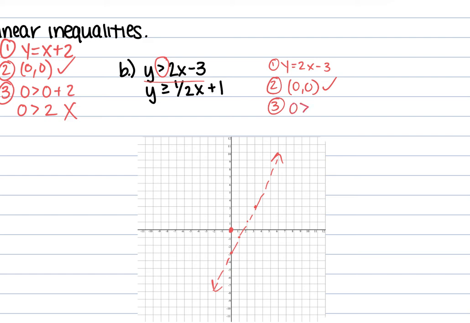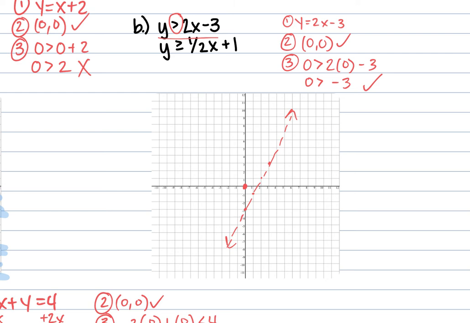We're going to get 0 needs to be bigger than 2 times 0 minus 3. Is 0 bigger than -3? Yes, so that one works. So we need to shade the side that 0, 0 is on, okay? So the side that we're going to shade is the side above or technically to the left of your red line. So you should have shaded this section of your graph. Cool beans? Okay. So we got this section.